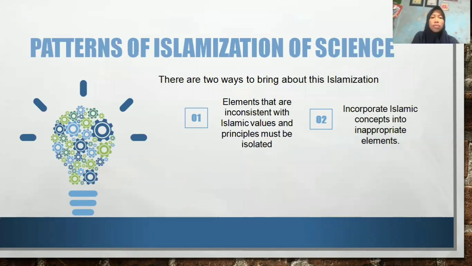Pattern of Islamization of science. There are 2 ways to bring about this Islamization. In the first, elements that are inconsistent with Islamic values and principles must be isolated. In the second, incorporate Islamic concepts into the appropriate elements.